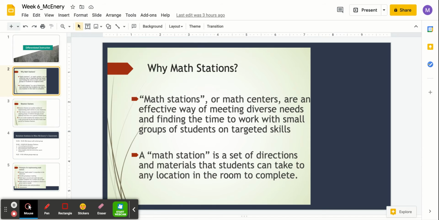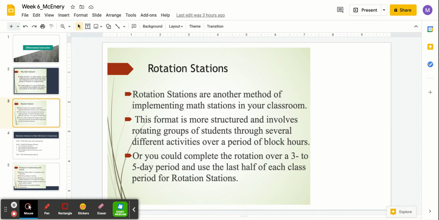Within my stations, my students get their directions, they get their materials, and they're able to locate their station around the room. Of the 2 stations that were mentioned in this PowerPoint, I specifically work with rotation stations. So the way that I set up my rotation stations is I have, depending on the day, 3 to 4 different stations around the room.